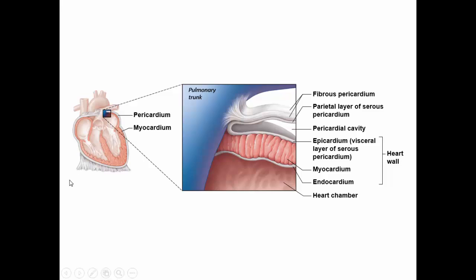If we look at a little bit of the heart, where it's attached to a blood vessel here, we can see all of those different components of the pericardium and the heart wall. So here is the fibrous pericardium, and then here is the serous pericardium, the parietal layer, the visceral layer, and that space between, the pericardial cavity, where the pericardial fluid will be. The visceral pericardium is also known as the epicardium. Then we have the muscle layer, and finally the smooth single-celled endocardium that lines the chambers of the heart.